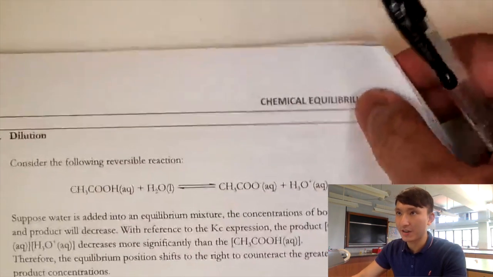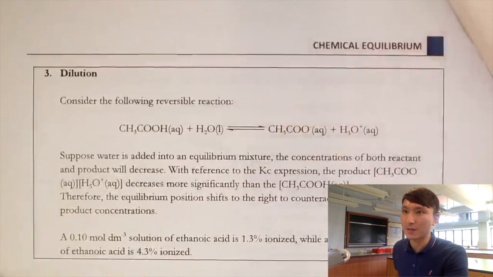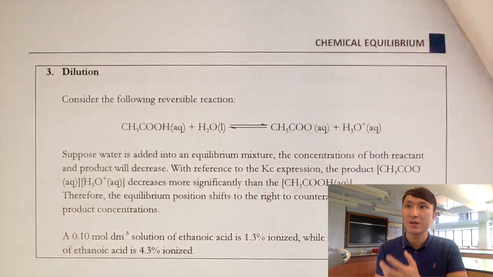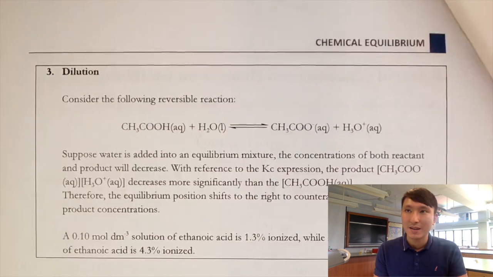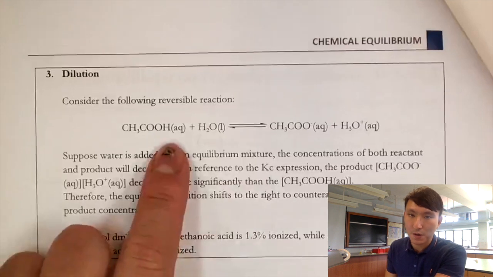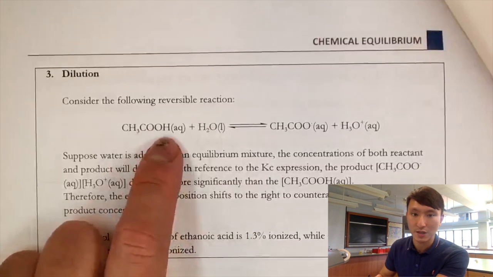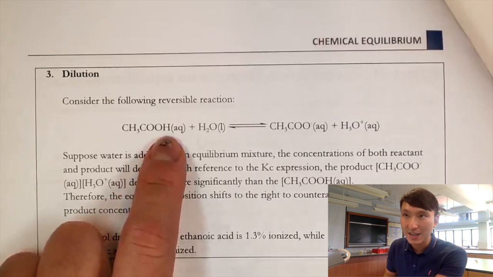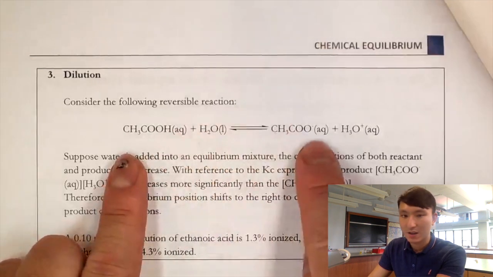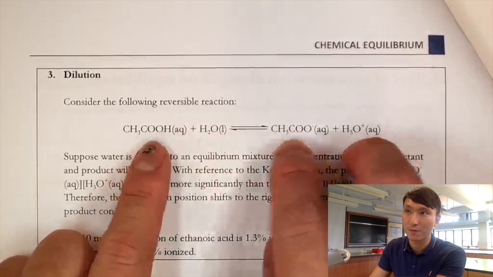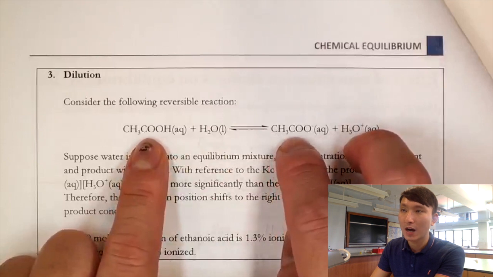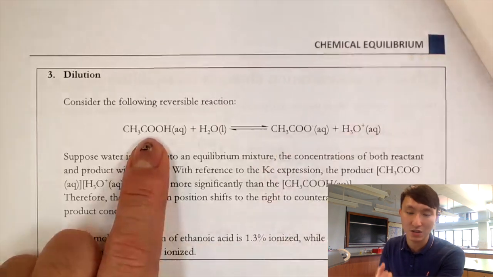Now, the third situation here is about dilution. There are two ways of explaining how it works. First of all, think about what changes actually occur when you dilute something. Let's say there is a 100 cm cubed mixture, and then you add an extra 100 cm cubed of distilled water. What is the change? Both reactant and product would be diluted, so the concentration of everything decreases by half. According to Le Chatelier's principle, of course, they want to regain the concentration.